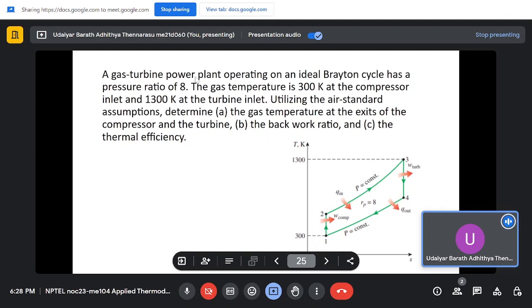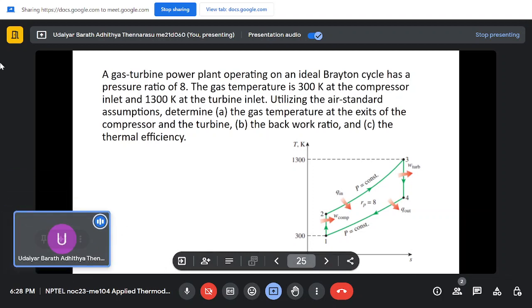So we have a gas turbine power plant operating on an ideal Brayton cycle, which has a pressure ratio of 8. The gas temperature is 300 Kelvin at the compressor inlet and 1300 Kelvin at the turbine inlet. Utilizing the air standard assumptions, determine the gas temperature at the exit of the compressor and the turbine, the back work ratio and the thermal efficiency. So we'll see how to solve this.